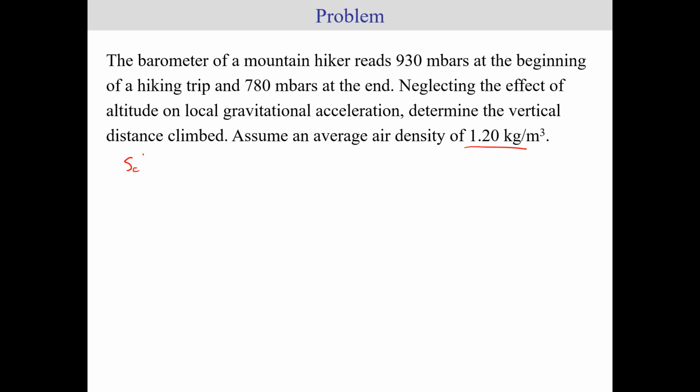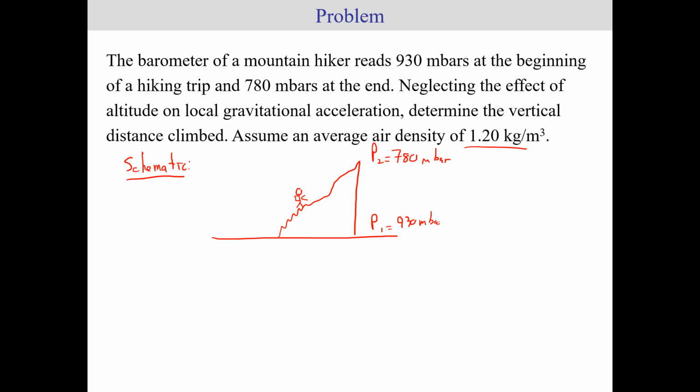So let's start with a schematic. On the schematic here, this is my ground. I have my hiker hiking up a mountain. So here's my hiker, not to scale. At the top of this mountain, I have a pressure of 780 millibars. Down here, I have a pressure of 930 millibars. The pressure difference caused by climbing is due to the fact that I have less atmosphere above me at the top than I do at the bottom. So what height makes that pressure change?